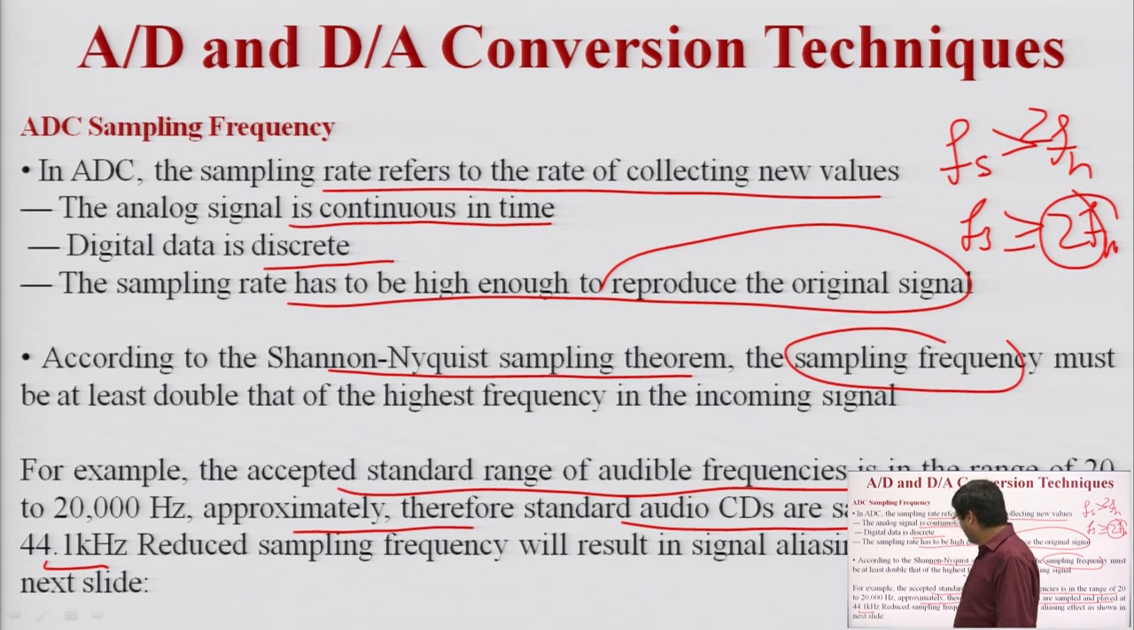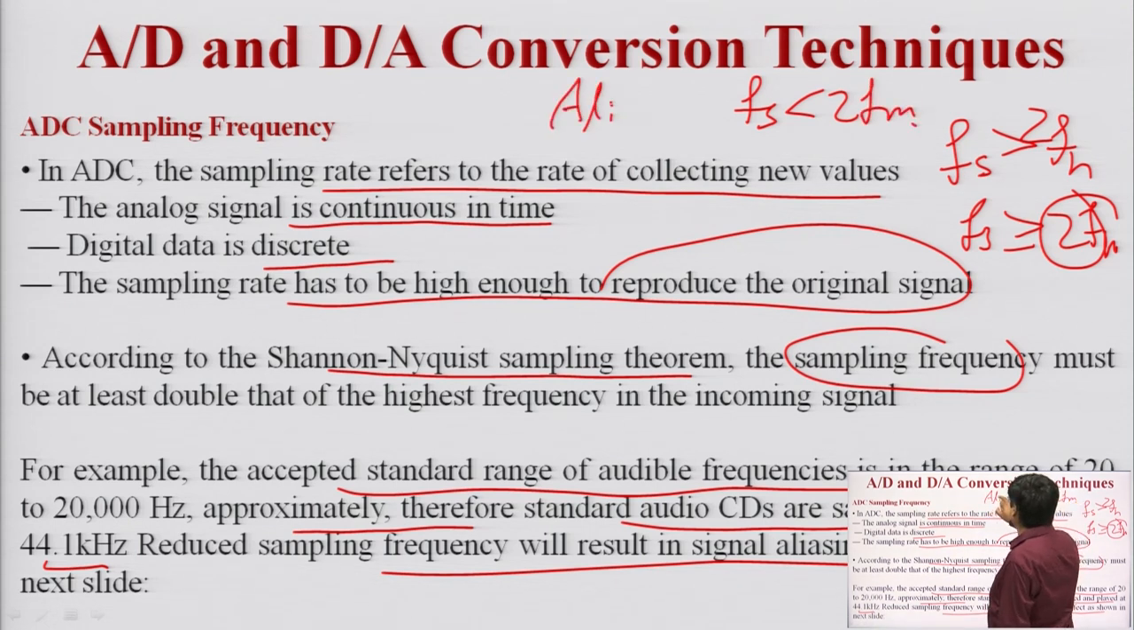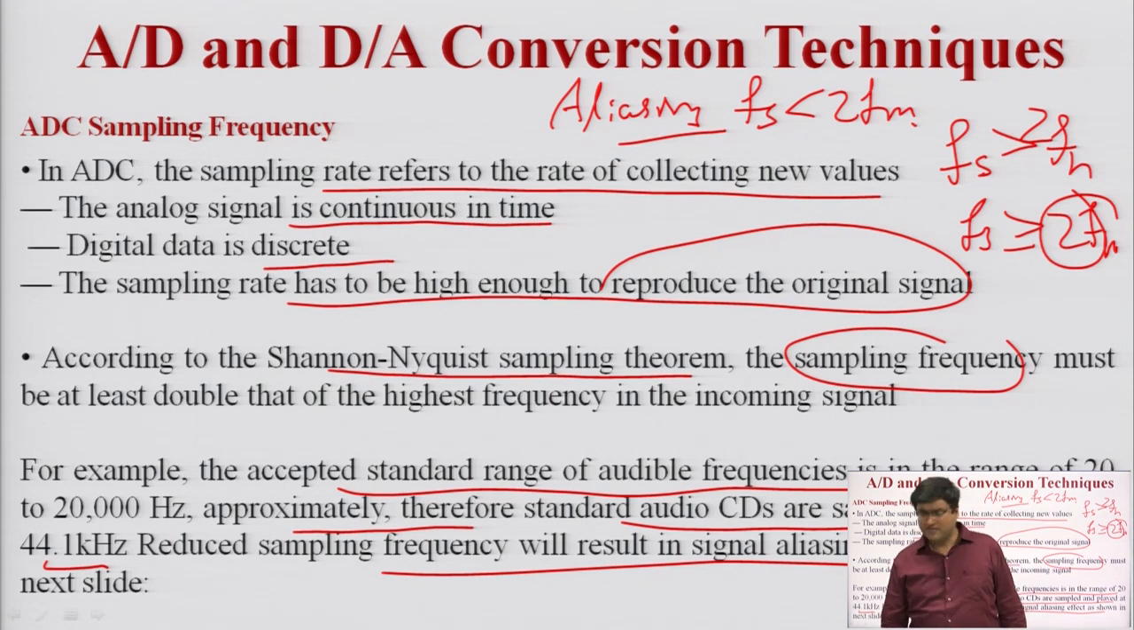Reduced sampling frequency will result in the signal aliasing effect. If you reduce the sampling frequency, if FS is smaller than 2 FM, then there is an aliasing effect. We cannot reproduce the actual signal. The aliasing effect occurs due to the reduction in the sampling frequency, as you have seen in digital communication.